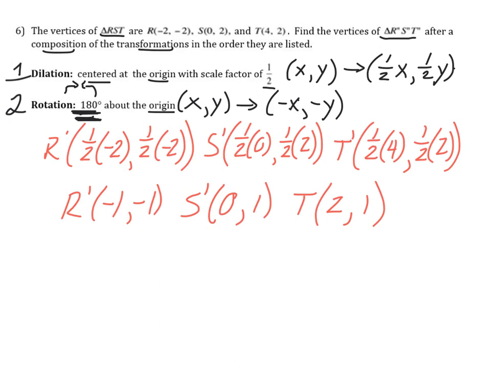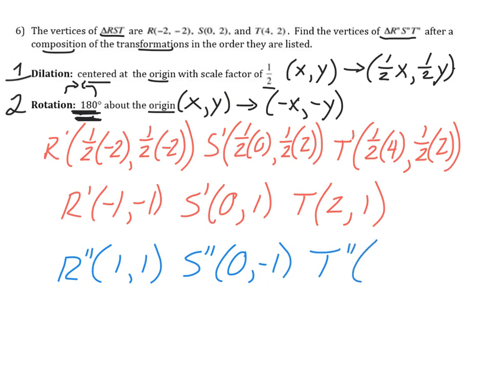So that means our R double prime is going to move to positive 1, positive 1. S double prime is going to move to 0, negative 1. And T double prime is going to move to negative 2, negative 1.